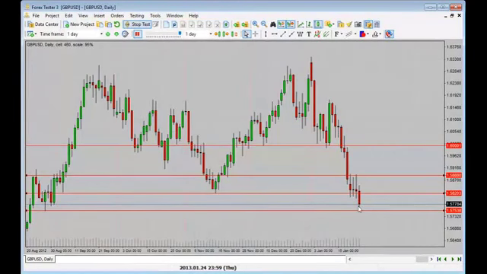And if we don't get a close, my bias is still to the downside, but now I would be very cautious because that's a strong level. And if you don't get a close below, we're looking for price to go up. So bias would be to go test this level once again, but with caution.